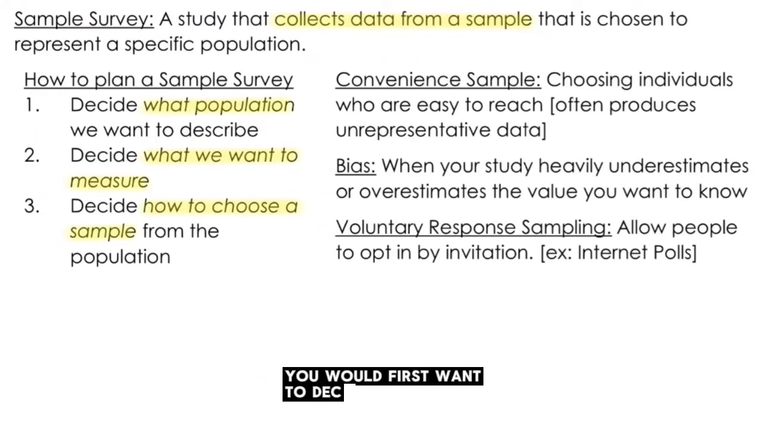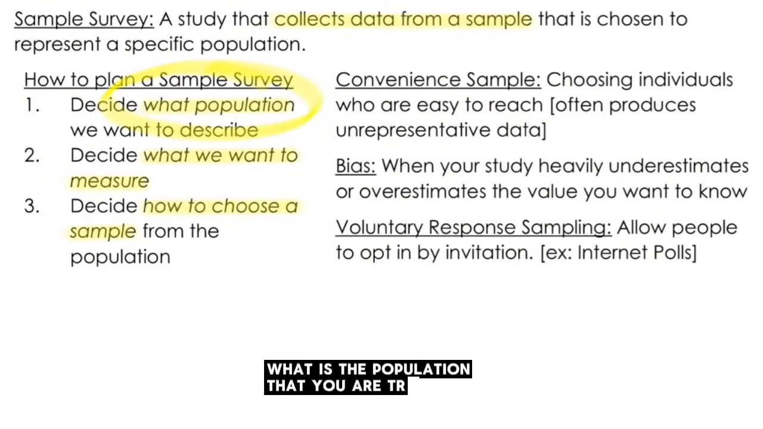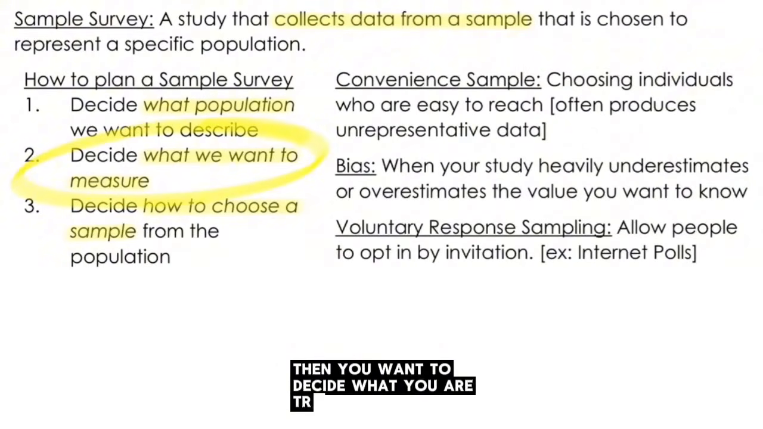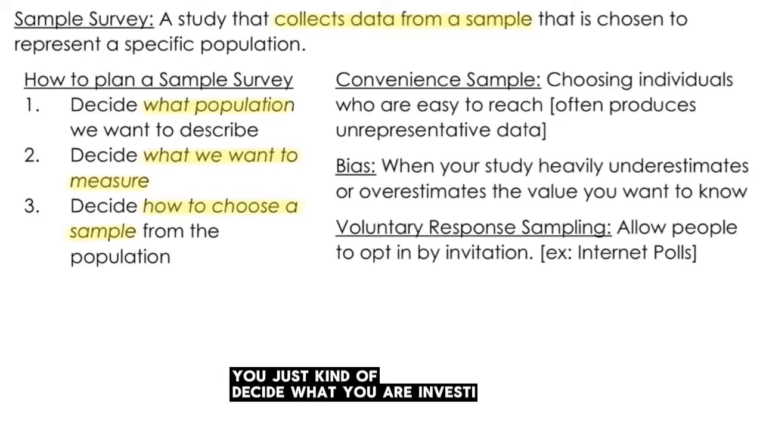You would first want to decide what is the population that you are trying to find information about. Is it every student in your school? Is it every person in the state of Florida or whatever state you live in? Once you decide on your population, then you want to decide what you are trying to measure. Is it people's heights? Is it people's preference to if they want a pet or not? You would just kind of decide what you are investigating.